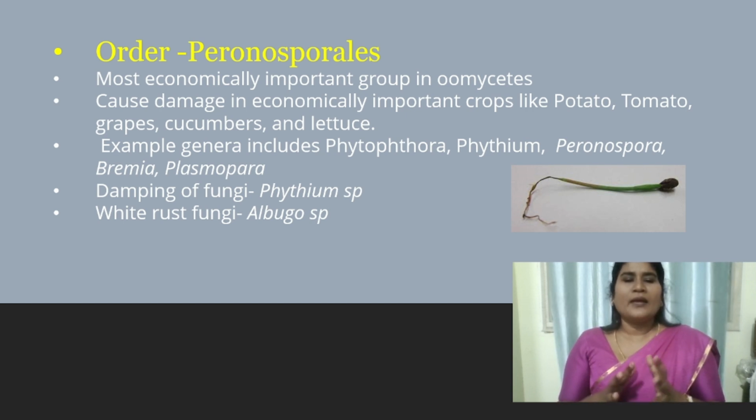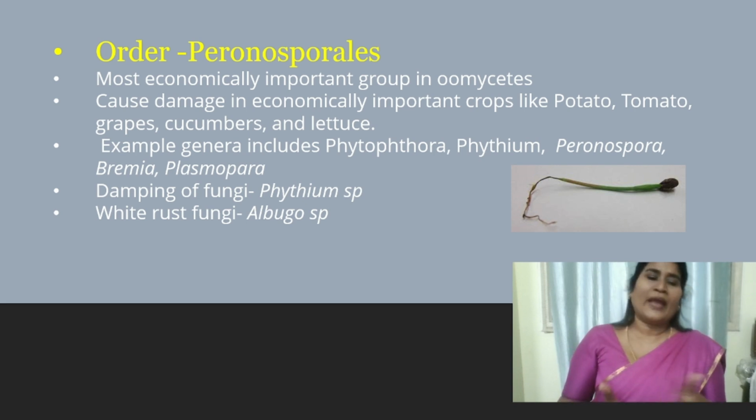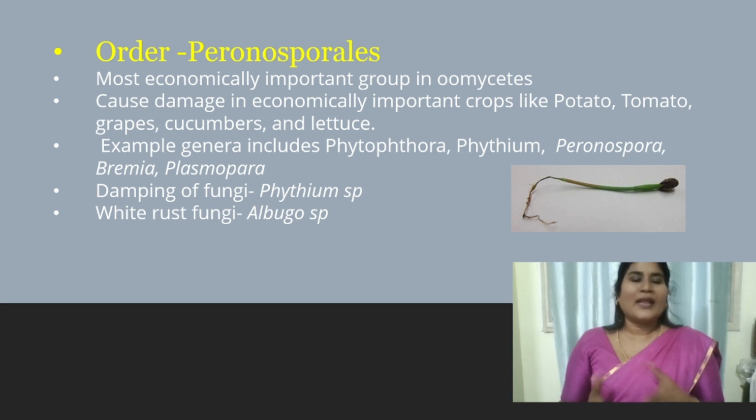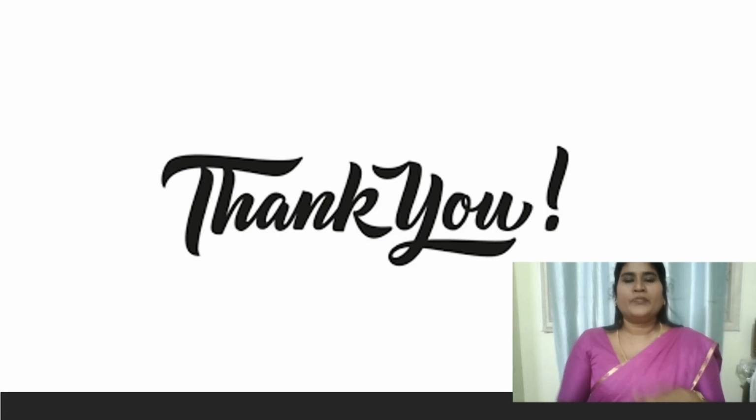You can see damping-off, the common name for Pythium disease, because it will not allow the plant to germinate. During germination, a collapse takes place once they attack the plant. Then you all know Albugo. Albugo is the white rust fungus. This Peronosporales produces conidia on the surface of the plant body, so that forms the white rust on the plant. Thank you.